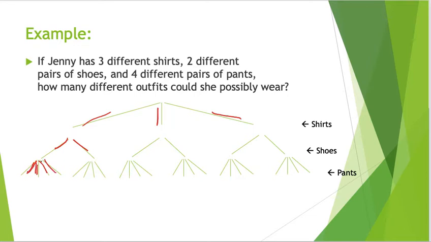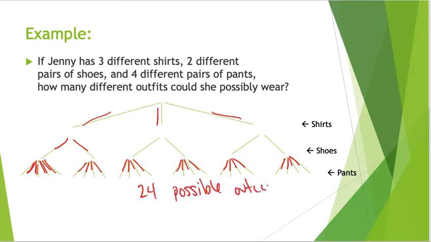So if we were to count up all of our branches, 1, 2, 3, 4, 5, 6, 7, 8, 9, 10, 11, 12, 13, 14, 15, 16, 17, 18, 19, 20, 21, 22, 23, 24. There are 24 possible outcomes or outfits that she could wear with the options of 3 different shirts, 2 different shoes, and 4 different pairs of pants. Now, as you've probably noticed, using the tree diagram can be helpful for visualization, but it's not always the most user-friendly when it comes to finding these possible outcomes easily.